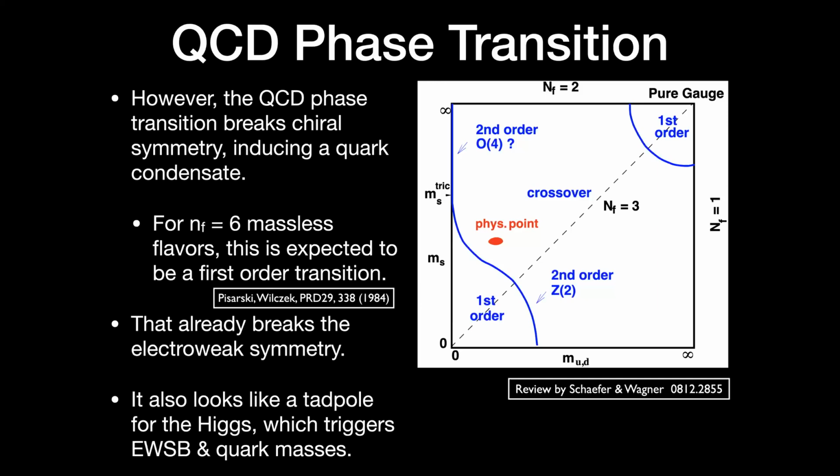So this is a first order phase transition in Cosmolo's picture. And this phase transition breaks the electroweak symmetry because the QQ bar condensate itself breaks the symmetry and also looks like a tadpole for the Higgs field. And so that actually then even triggers quark masses and so forth.